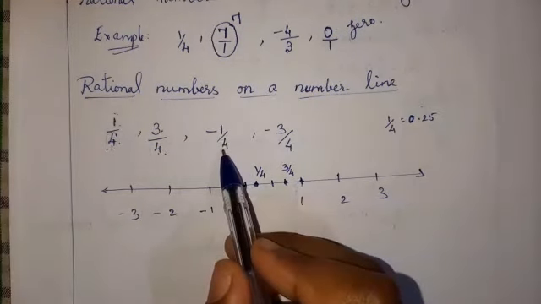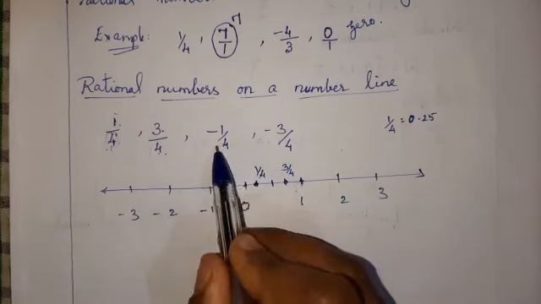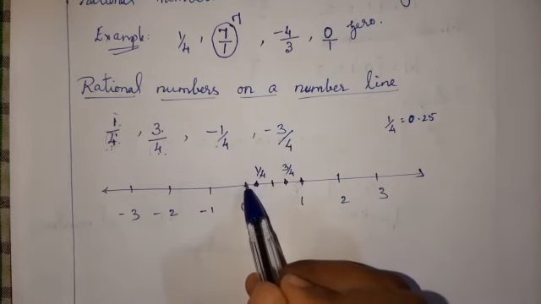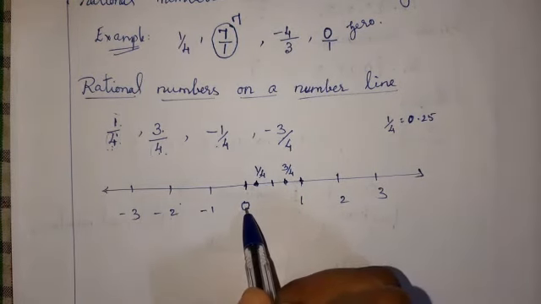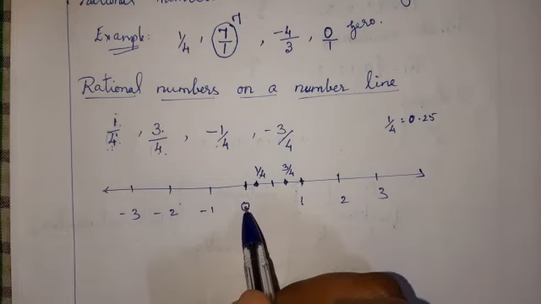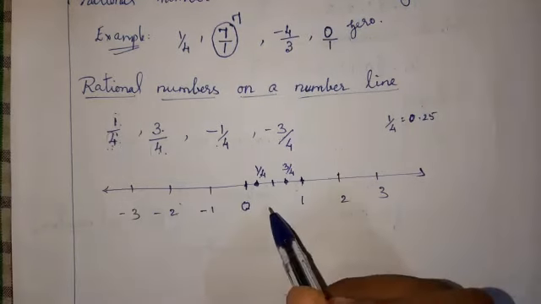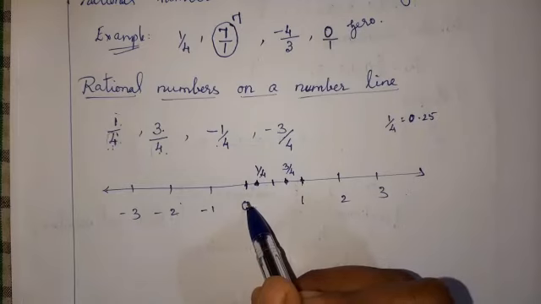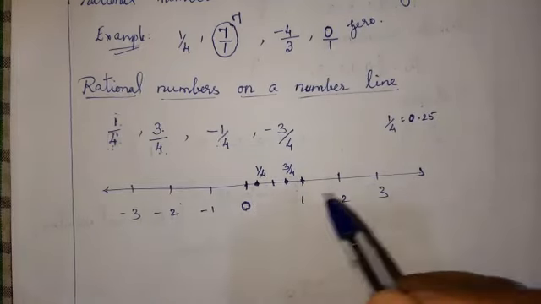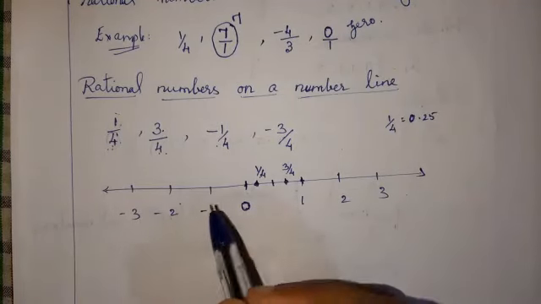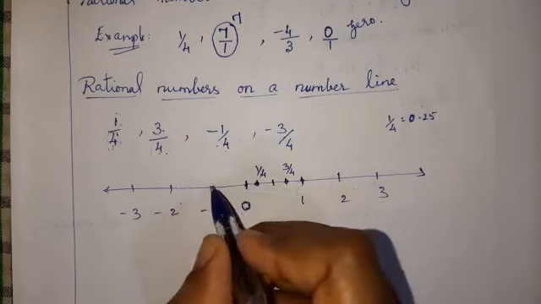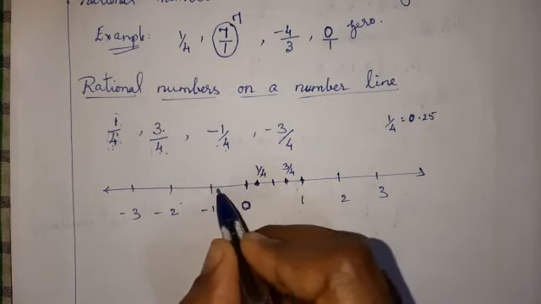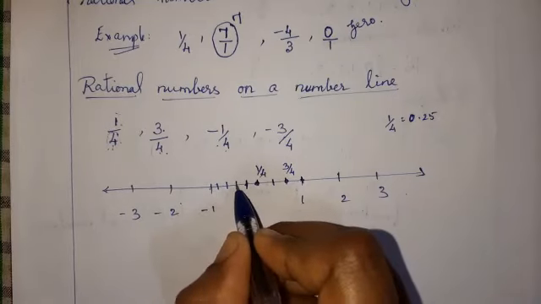See here, the number 1 by 4 is negative, 3 by 4 is negative. Therefore you have to come to the left side of 0. Always represent negative numbers on the left side and positive numbers on the right side of 0. Right side of 0 is positive, left side of 0 is negative. Same numbers, denominator is 4.